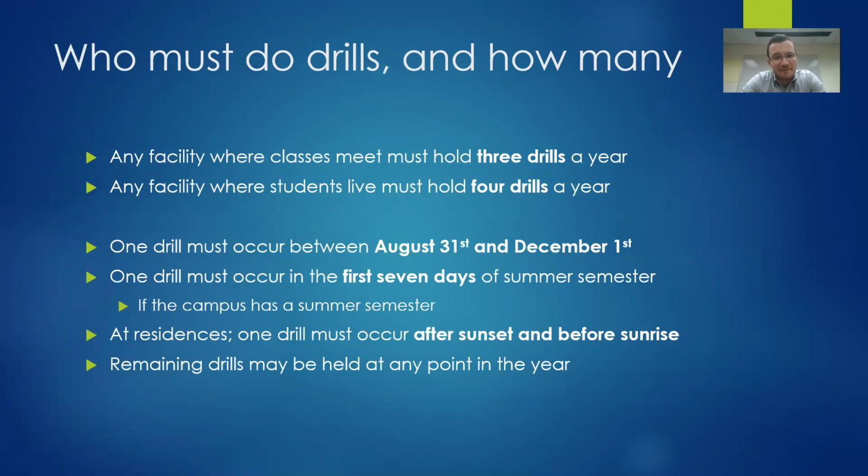So at all of our campuses, at least 1 drill must occur between August 31st and December 1st. For most of us, that's our fall semester. In addition, if your campus has a summer session, 1 drill must occur in the first 7 days of the summer session. If your campus doesn't have a summer session, then you don't need to worry about that. At residences, 1 of the 4 drills that need to be done must occur after sunset and before sunrise, so essentially must occur at night.